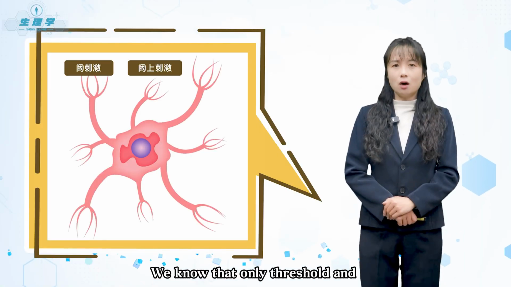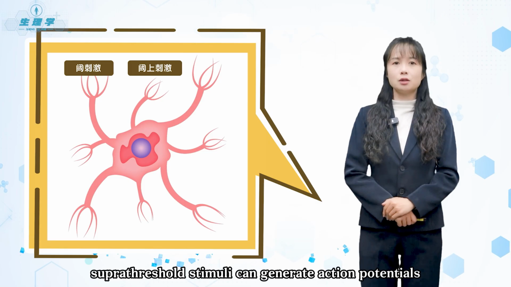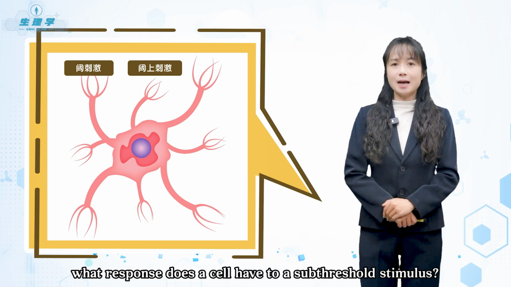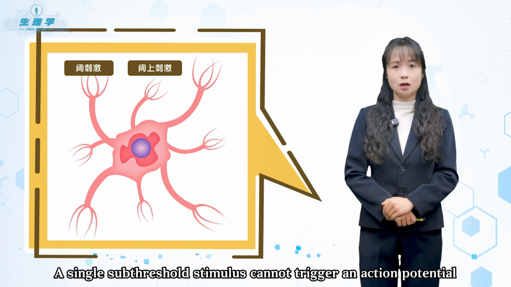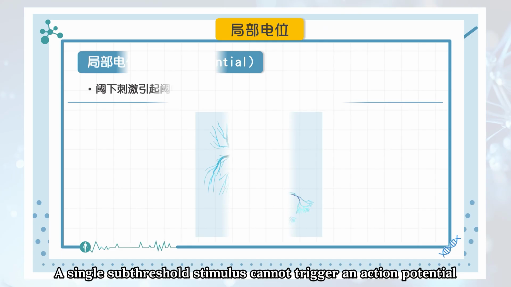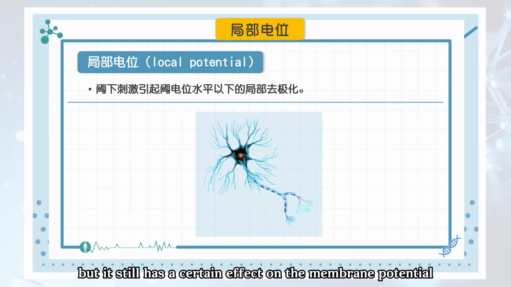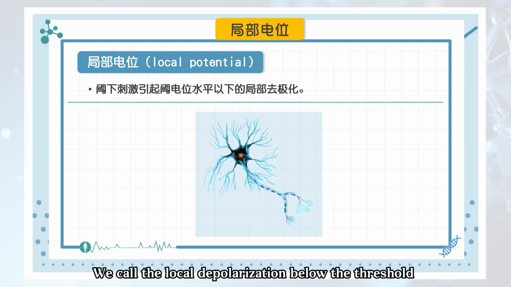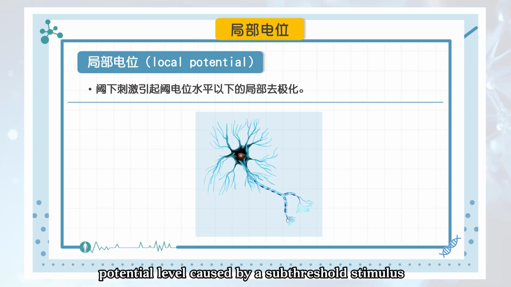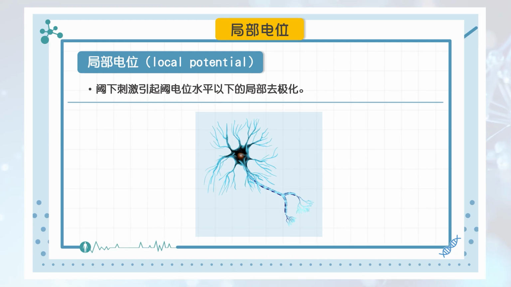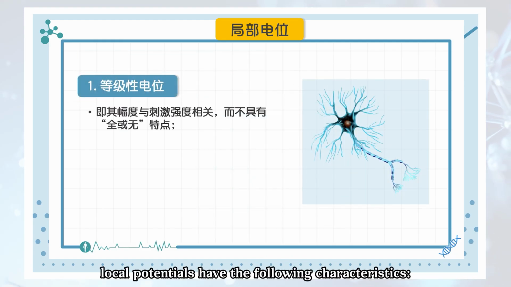We know that only threshold and suprathreshold stimuli can generate action potentials. Now, here's a question. What response does a cell have to a subthreshold stimulus? A single subthreshold stimulus cannot trigger an action potential, but it still has a certain effect on the membrane potential. We call the local depolarization below the threshold potential level caused by a subthreshold stimulus a local excitation or local potential.